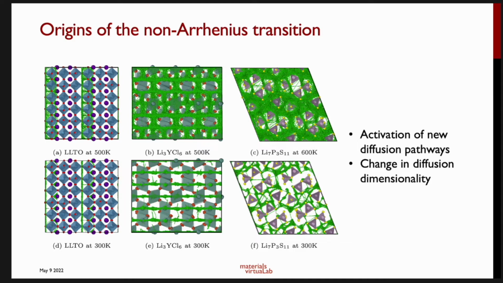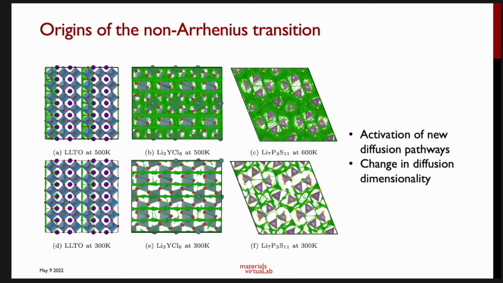So for example, Li3YCl6 at 300K is basically a quasi-1D conductor. There's a fast diffusion channel in one layer, and there is no diffusion across the layers. But once you bring it up above the transition temperature, you get full 3D diffusion. And this is also the case in the LLTO material. In Li7P3S11, that is already a 3D conductor, so you don't get a change in the dimension of diffusion, right?